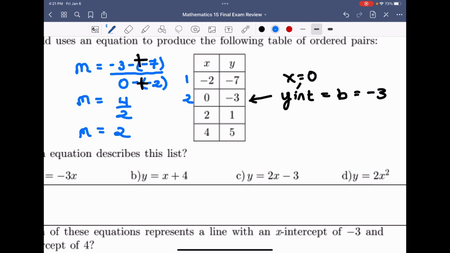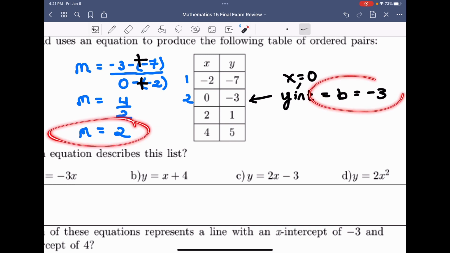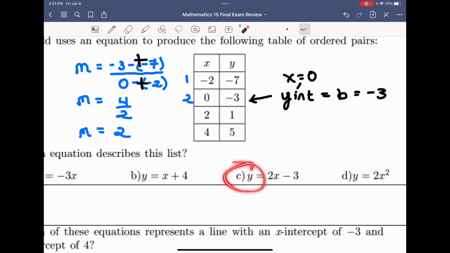So now when we go to our list, this is really easy. We have two values that we needed, m and b. Which one has an m value of 2 and a b value of -3? That is C. So we can circle C and say that that is the correct answer here.